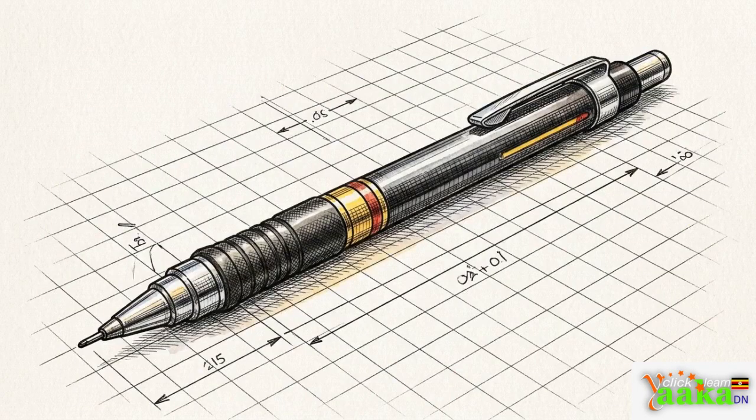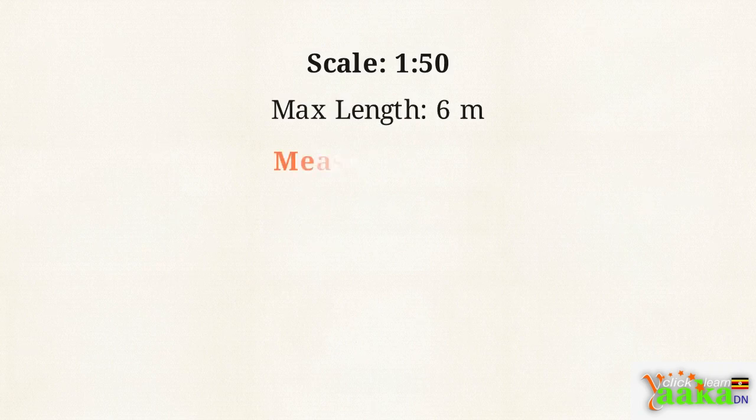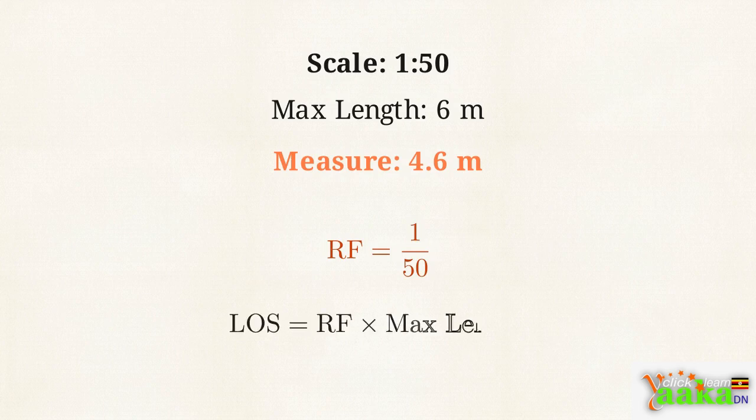Let's solve a standard technical drawing problem. We need to construct a 1 to 50 scale capable of measuring up to 6 meters and use it to mark a specific distance of 4.6 meters. Step 1 is identifying the representative fraction, or RF. This is the unitless ratio of drawing size to actual object size, which the problem gives us directly as 1/50.